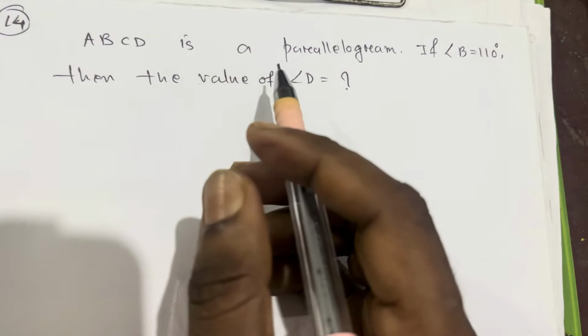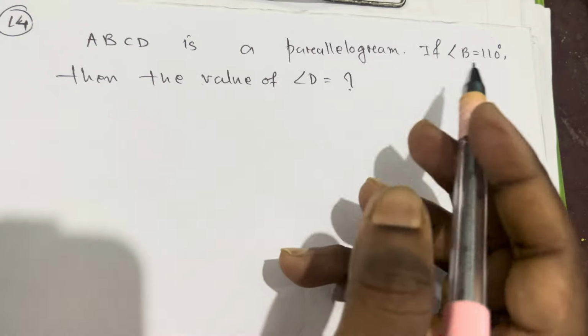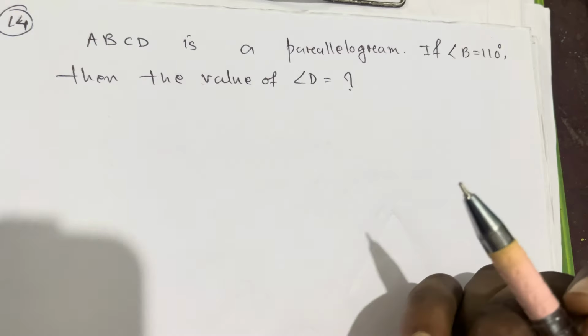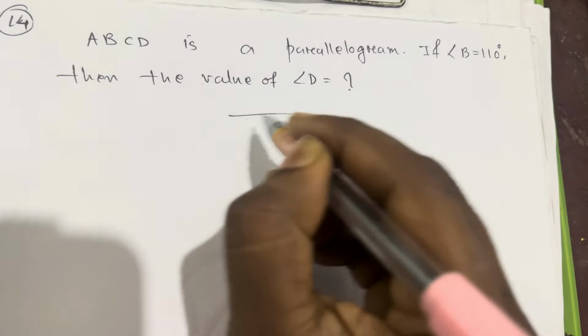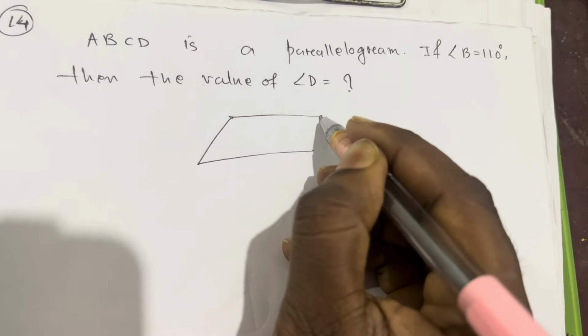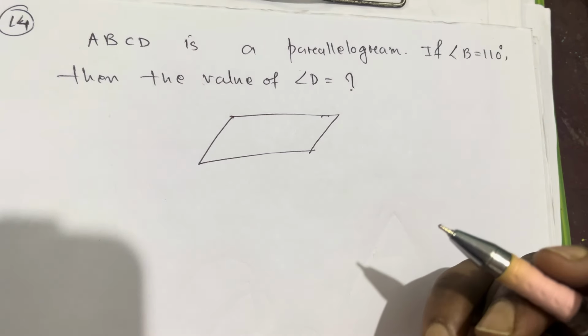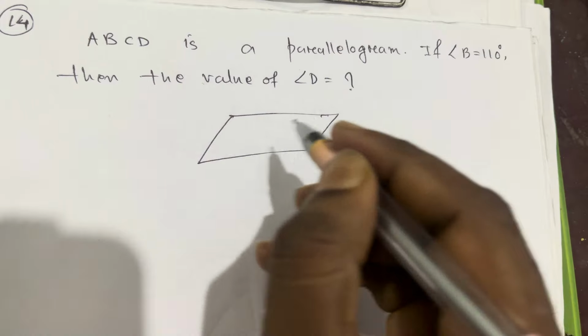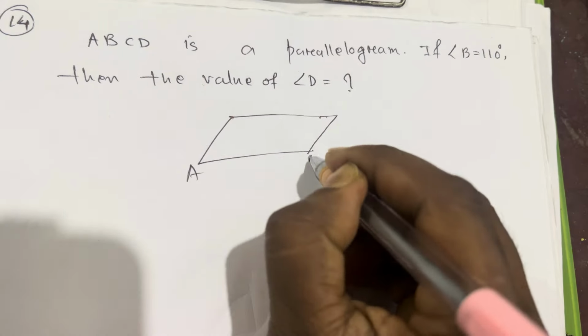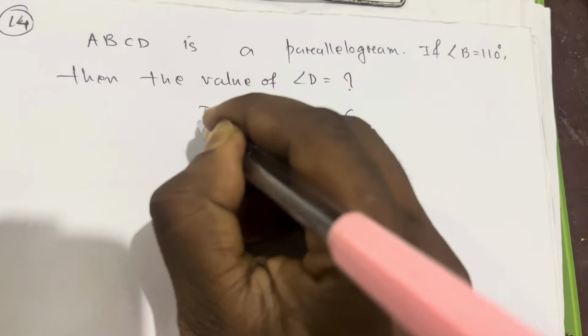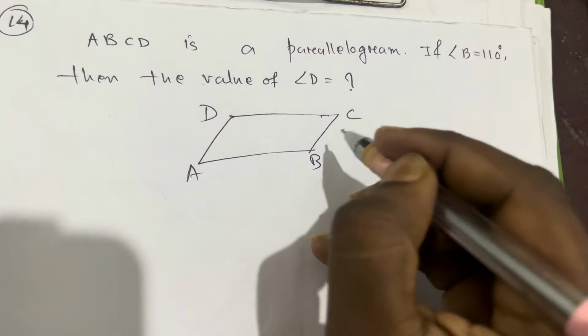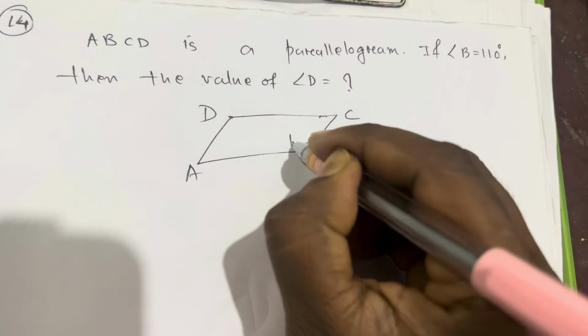So question number 14. ABCD is a parallelogram. If angle B is equal to 110, then the value of angle D is equal to what? So this is also very simple. Suppose ABCD is a parallelogram. Parallelogram means opposite sides are equal and parallel. The given is that angle B is 110.